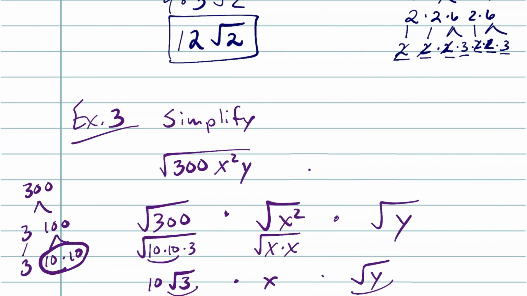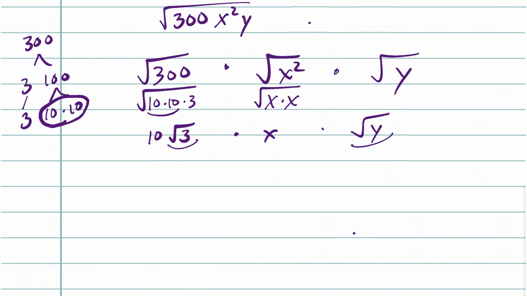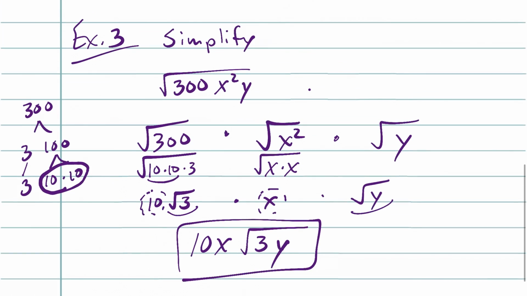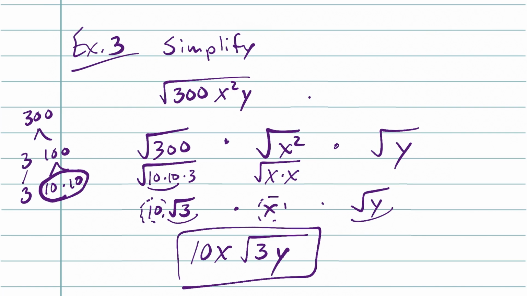So there's 2 things left under the radical. We're going to group those back together. But the other things outside the radical are the 10 and the x. So they group together outside. The 3 and the y group together inside. And that would be your final answer for that simplest radical form.